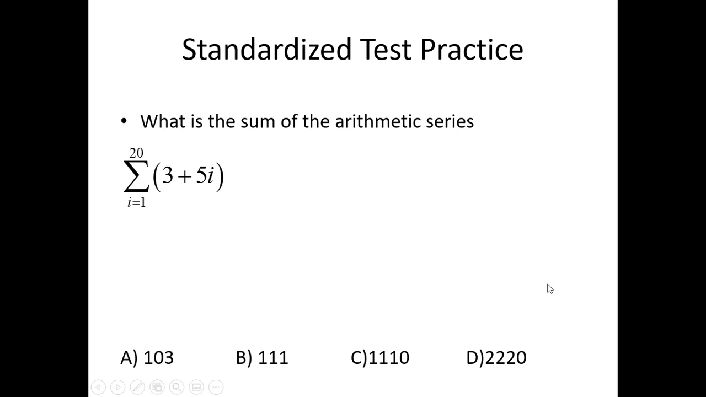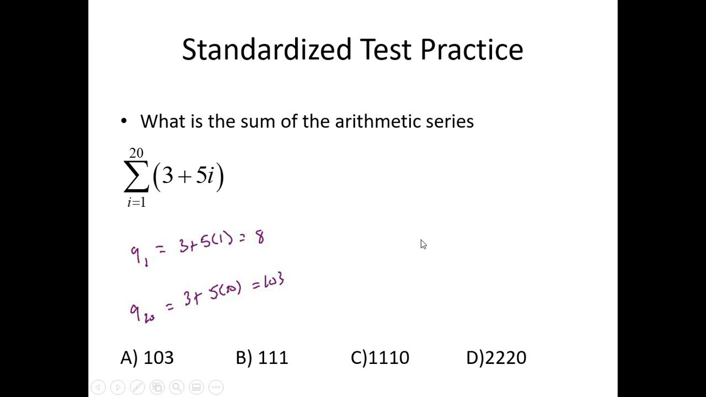All right, you might get something like this on a standardized test, a PSAT or SAT test someday. It says write the sum of the arithmetic series. Well, I know that my lower index is 1, my upper index is 20. So my a sub 1 is going to be 3 plus 5 times 1, so that's 8. My upper index is 20, so 3 plus 5 times 20 is 103.